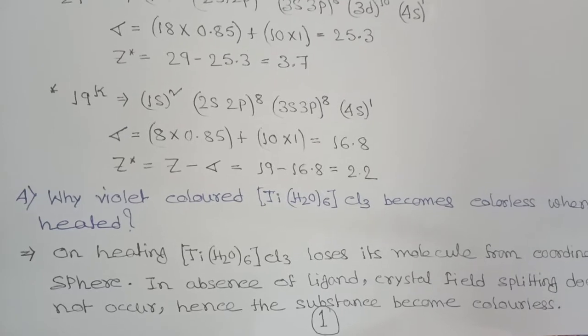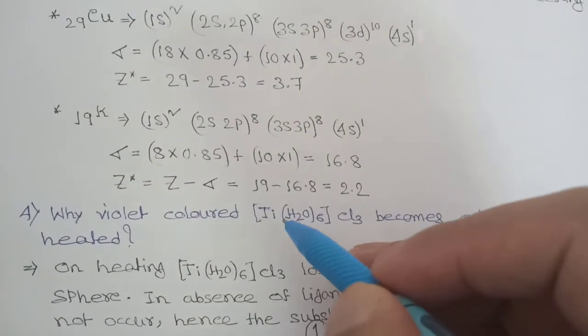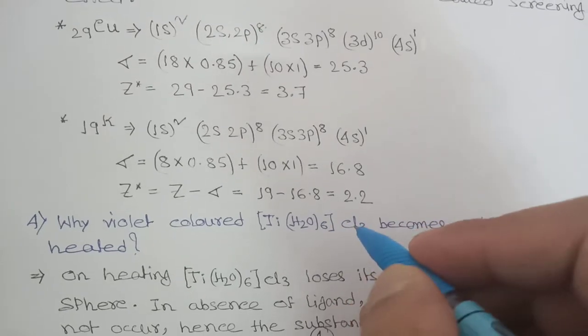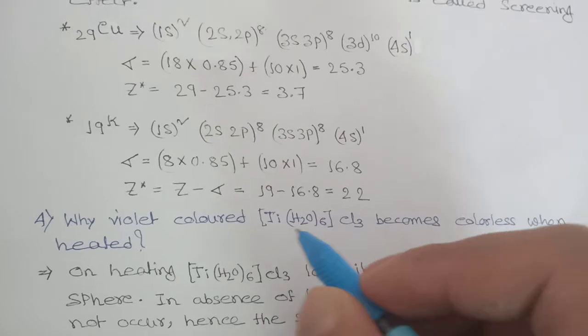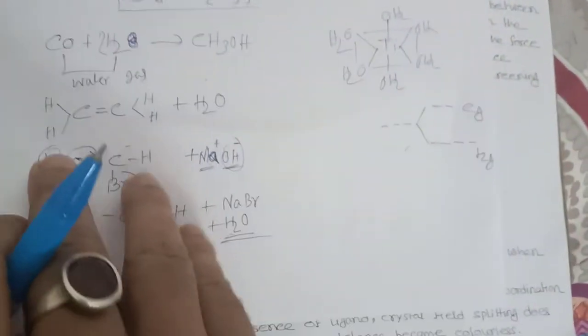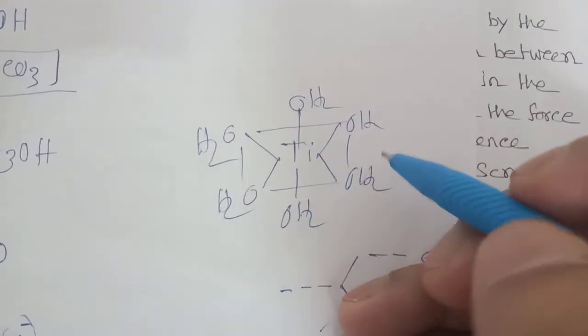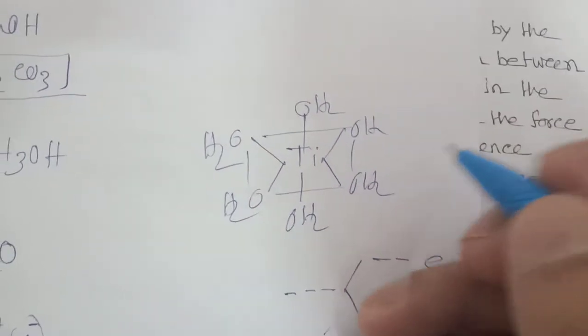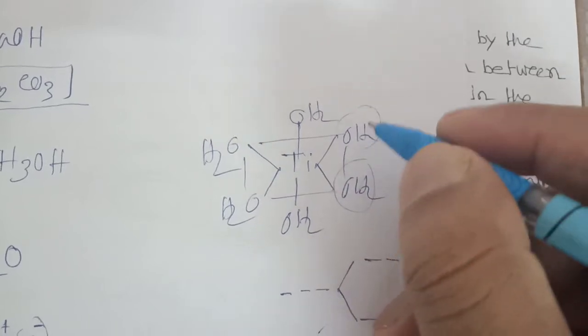Now we have another question. Why does the violet color of titanium hexaaqua chloride become colorless when heated? This is actually a coordination complex. Coordination complex means the structure looks like this. This is titanium, having 6 ligands around it in an octahedron. This is an octahedral structure. But when you heat it, the H2O molecules will be removed.